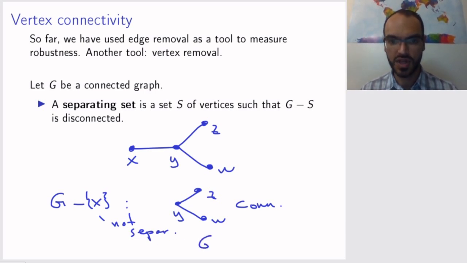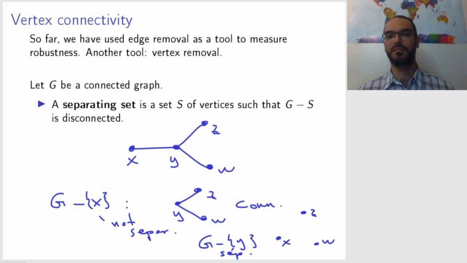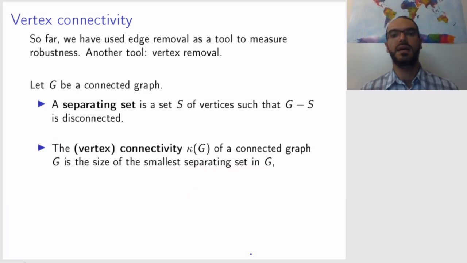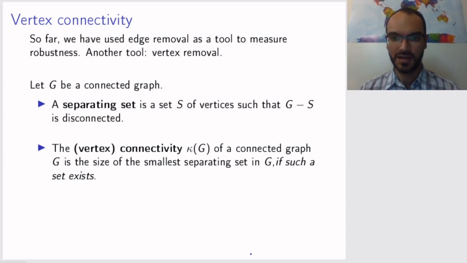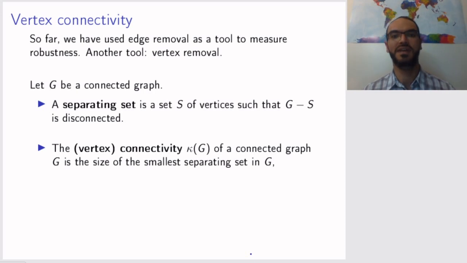But if you look at G minus y, well, if I remove y and all the edges that are incident to it, I just get this. And this is indeed disconnected, so this is separating. And in the same way that we defined edge connectivity, we can define vertex connectivity. And that is the size of the smallest separating set in G, if such a set exists. So why may such a set not exist? Pause and think about this.